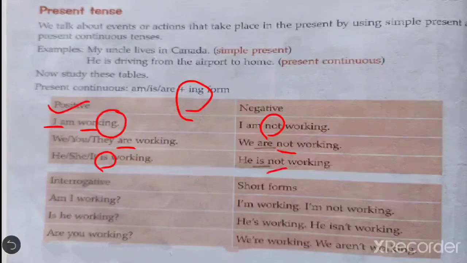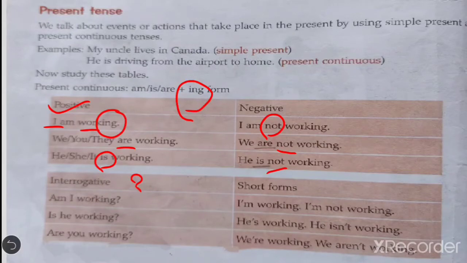Now interrogative. Interrogative means question sentence. So in the end, we have to put a question mark. Am I working? And what are the short forms? I'm working, I'm not working. For this short form, you have to put an apostrophe here. We're showing that you remove some letter. You omitted some letter from there. Is he working? He's working, he isn't working.